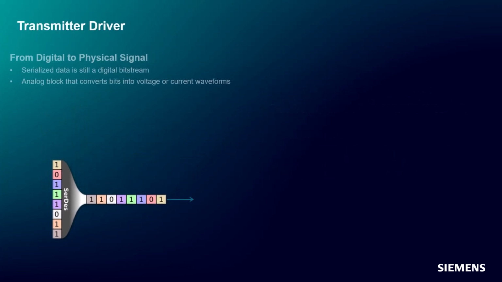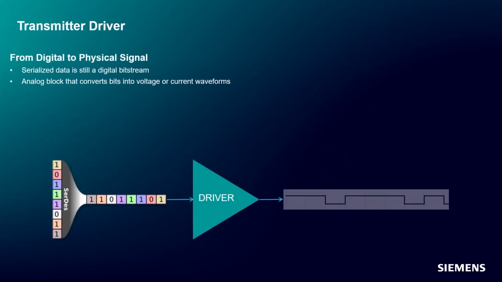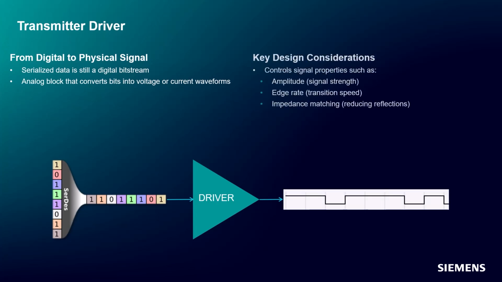The driver is an analog block that takes the digital bit stream and produces voltage or current waveforms on the physical trace. In most high-speed systems, this driver is carefully designed to control signal amplitude, edge rate, and impedance matching. In many cases, the transmitter also includes some form of preconditioning of the signal. For example, it may apply pre-emphasis or feed-forward equalization to boost certain frequency components before sending the signal into the channel. We'll go into much more detail on that in a later video, but the key idea is that the transmitter can shape the signal to improve performance over a lossy channel.